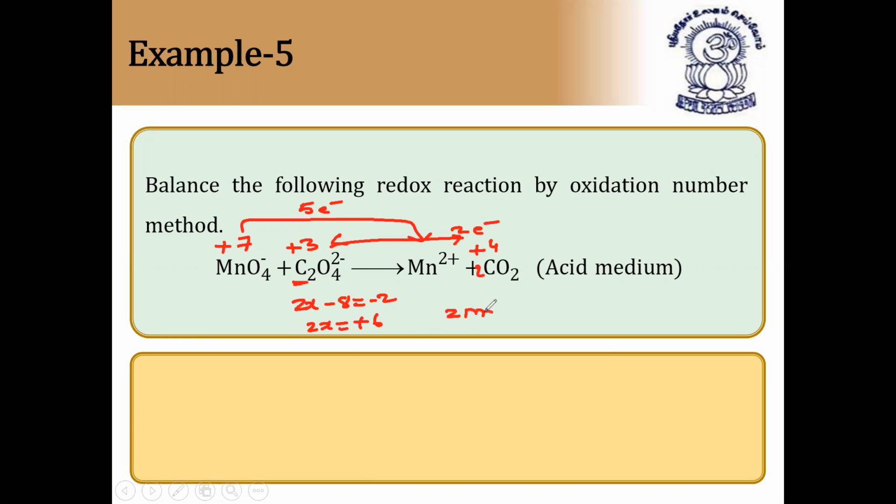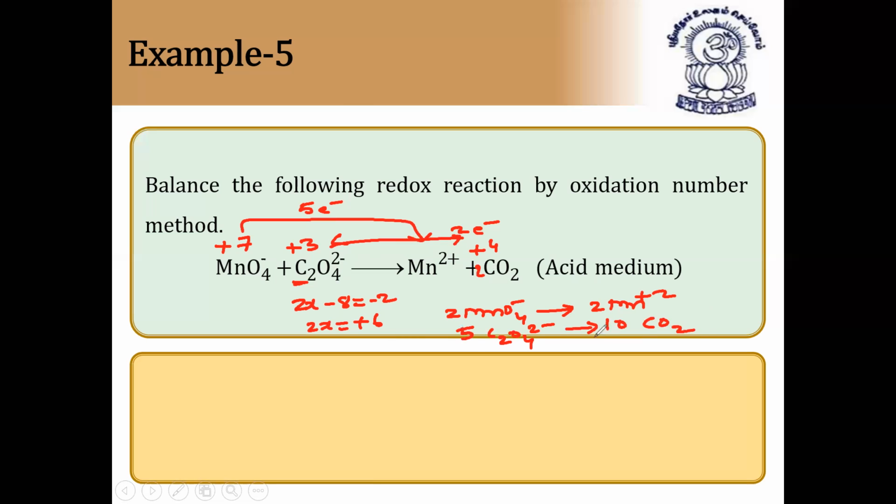So this becomes 2MnO4 minus and 2Mn 2 plus on the right hand side. Similarly, I'm just giving the basic idea, doing it directly, because in competitive exams we have to do it directly. So C2O4 2 minus and 2CO2. So we have to multiply with what? We have to multiply with 5. So this becomes 5C2O4 2 minus, which gives rise to 10CO2.